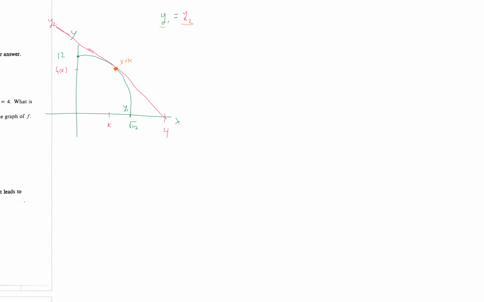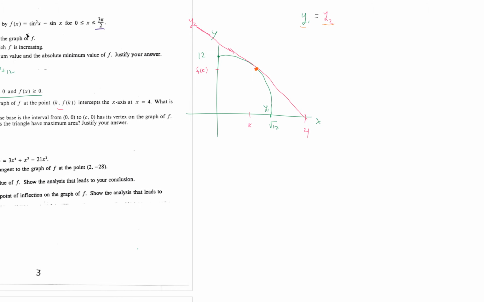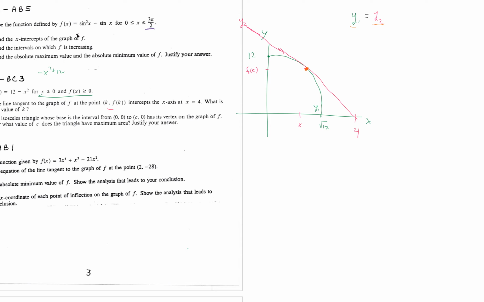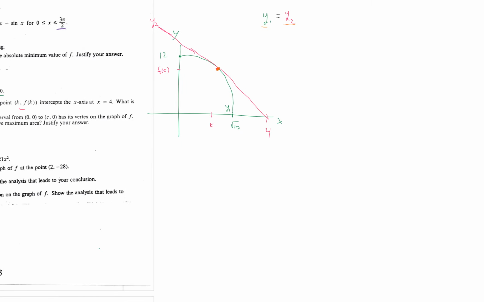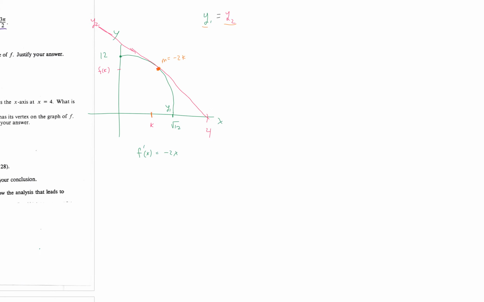So let's get started. First things first, we need to know the slope of y2 in order to find the equation. The slope of y2 is going to be the same as the slope of y1 when x is k. So let's find the slope of y1. It's going to be negative 2x, so any point on this green graph has a derivative of negative 2x. What's the slope at the point up here? It's negative 2x, and x is k, so negative 2k.